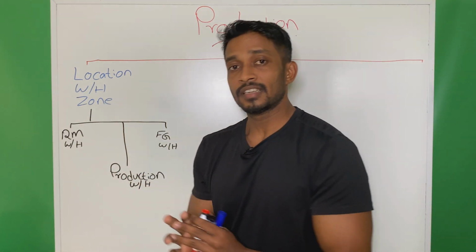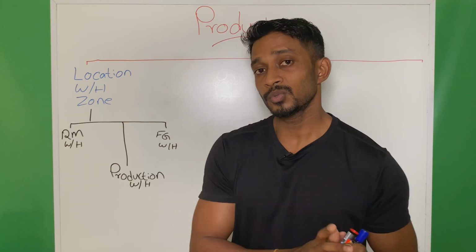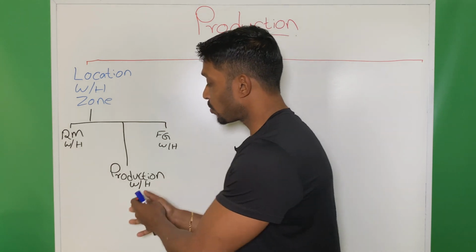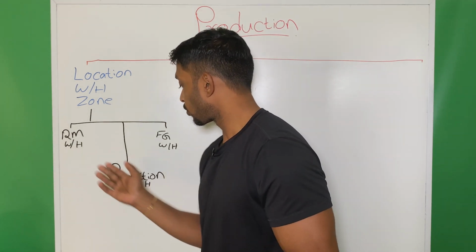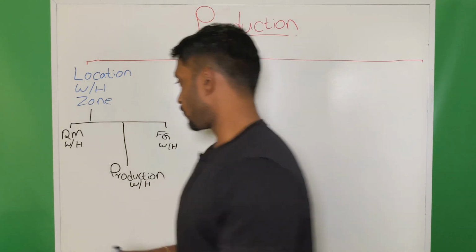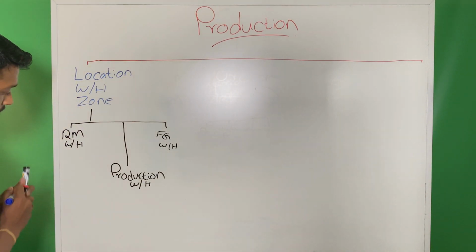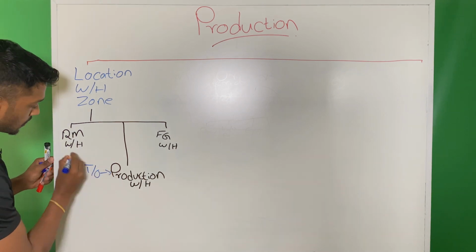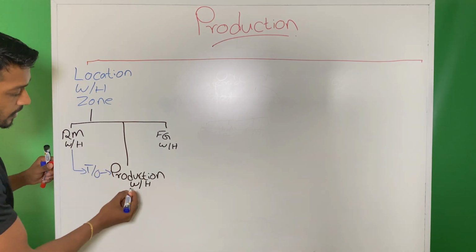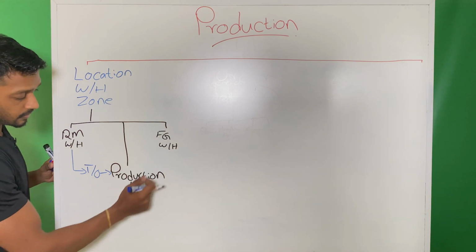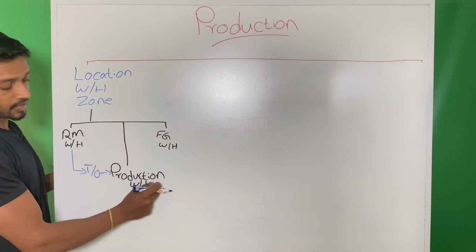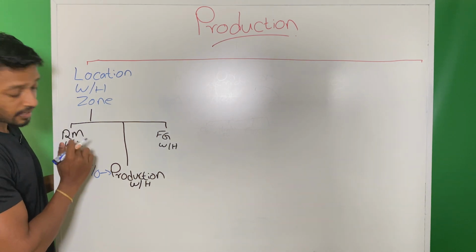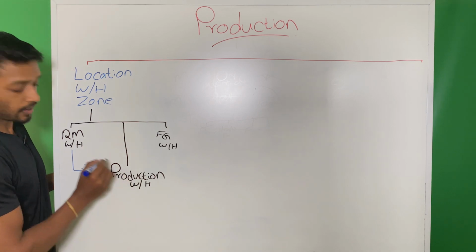Now we are going to start the production process, and for that we require raw materials. How can we get these raw materials from the raw material warehouse? For that, we create a transfer order. Normally the person staying in the production warehouse generates the transfer order. Based on it, the raw material stock keeper sends goods to the production warehouse.